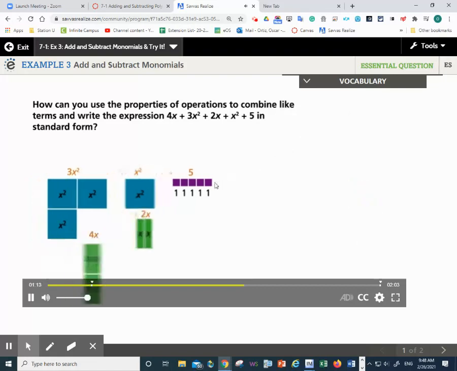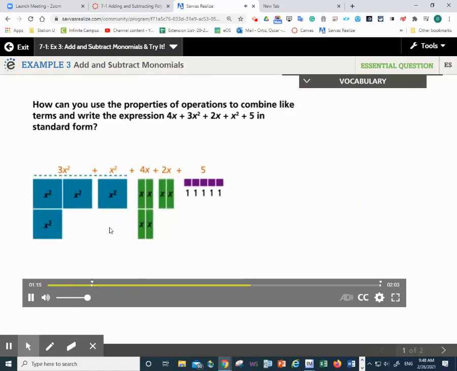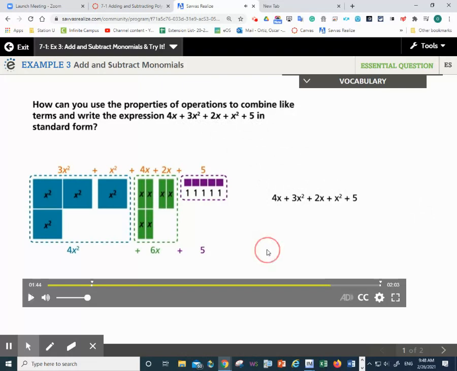Rearrange the tiles to group like terms together. There is a total of 4x squared tiles, or 4x squared. There is a total of 6x tiles, or 6x. There is a total of 5 1 tiles, or 5. The expression 4x plus 3x squared plus 2x plus x squared plus 5, written in standard form, is 4x squared plus 6x plus 5. You can also rewrite the expression in standard form.